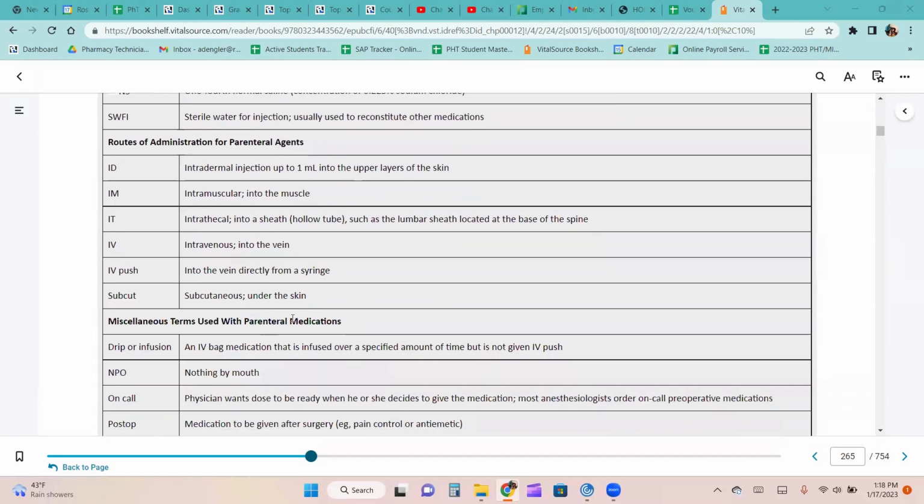And then we have routes of administration, and these are really important for the hospital pharmacy technician. Intradermal injections, ID. IM, intramuscular into the muscle. IT, intrathecal into a sheath, such as the lumbar sheath located at the base of the spine. IV, intravenous into the vein. IV push into the vein directly from a syringe. Subcut, subcutaneously under the skin.